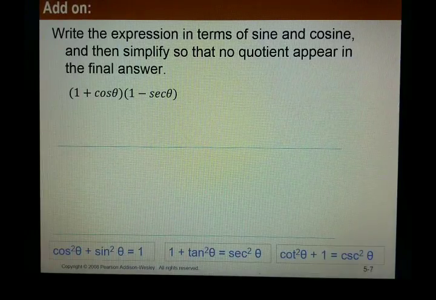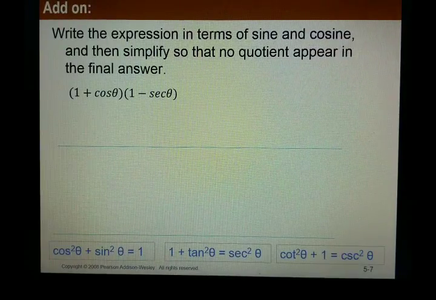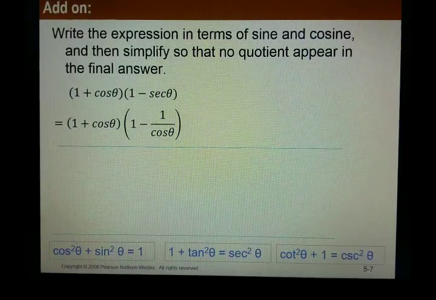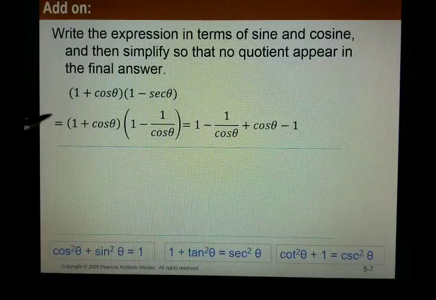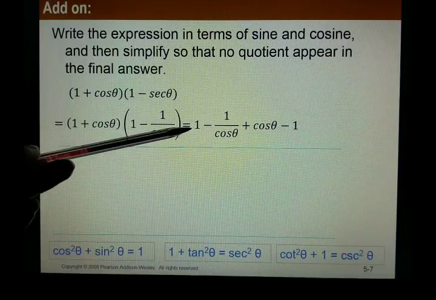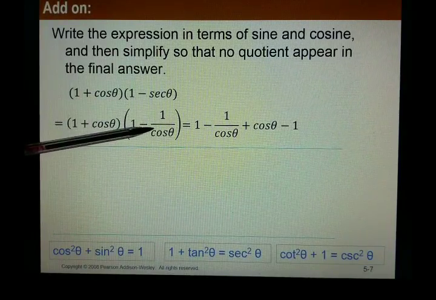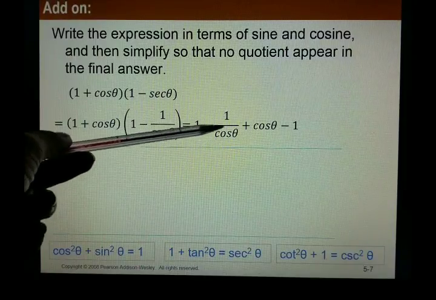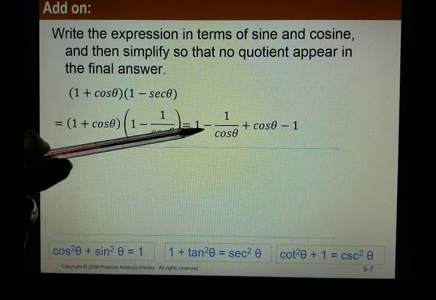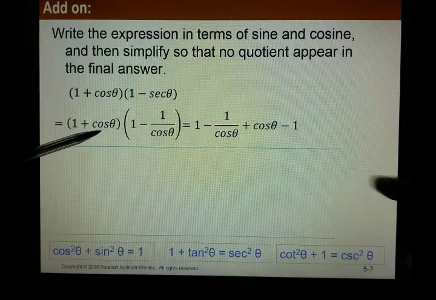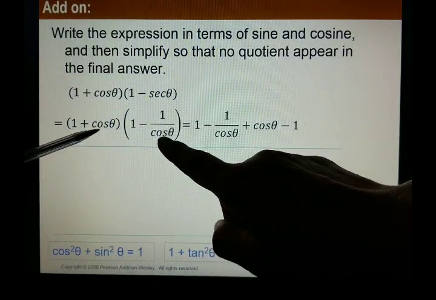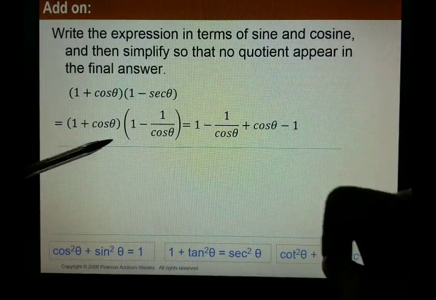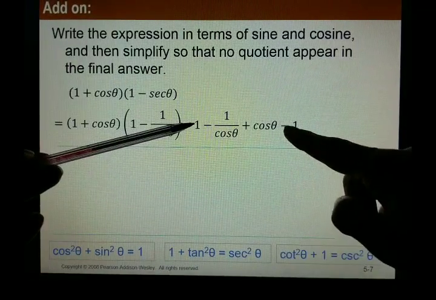So my first step, they told me to rewrite it in terms of sine or cosine. So that's what I'm going to do. I now can FOIL out or box this out, whichever you prefer to do. So if I take 1 times 1, that gives me the 1. 1 times this one here, so 1 over cosine theta, with the negative. Cosine theta times 1, there's cosine theta. Cosine theta times this fraction, see the cosines would reduce, that would give me a negative 1 there. Now notice 1 minus 1 would be gone.